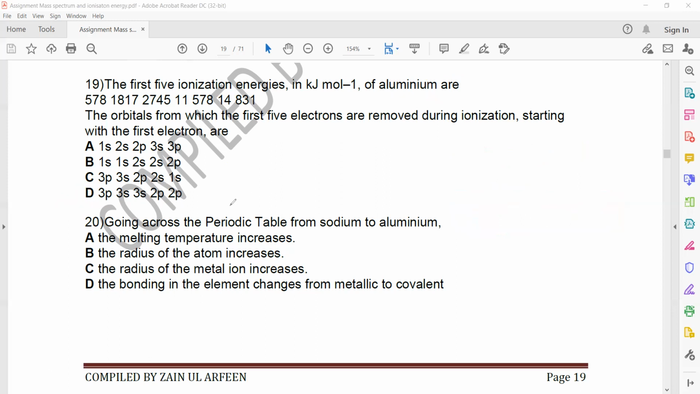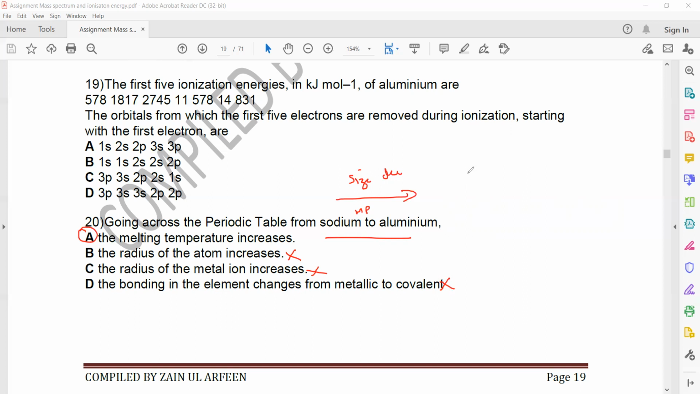In question 20, going across the periodic table from sodium to aluminium, the size decreases and the melting point increases because of the greater charge or greater number of electrons within the structure. So the melting point increases, that's true. The radius of the metal ion does not increase, it decreases. Does the bonding of the element change? No, it remains metallic, it does not change from metallic to covalent.